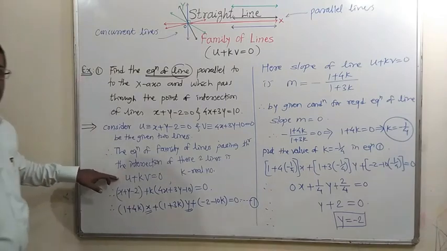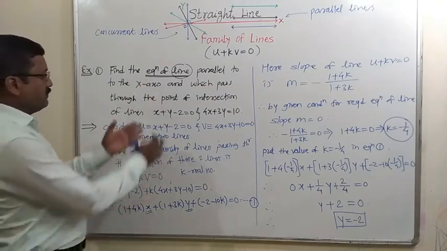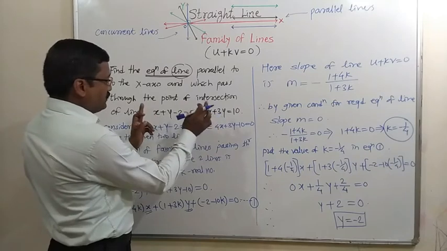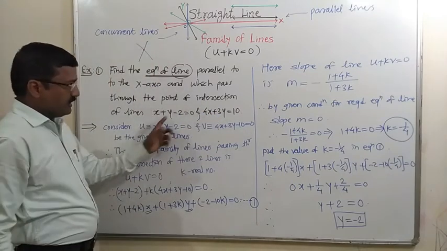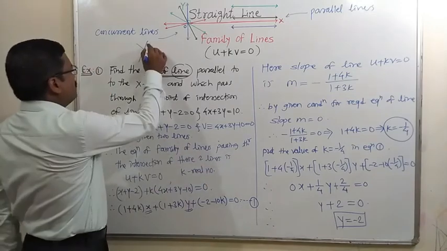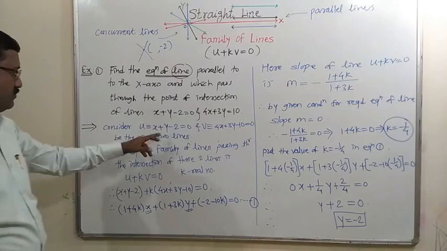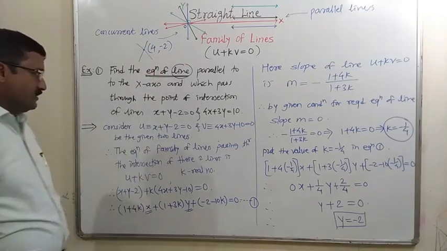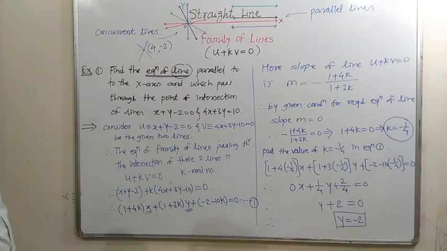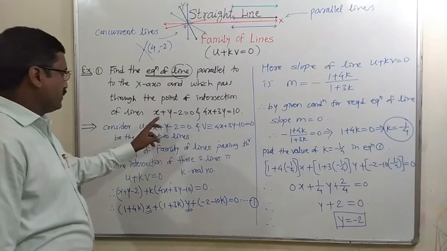So this is the way to solve such examples using the equation of family of lines. Otherwise, in a different way also we can solve the same example, because two lines are given. If we solve these two lines simultaneously, we will get a point, and its y coordinate will obviously be minus 2. If y is equal to minus 2, then x will be plus 4. So the point will be (4, minus 2).